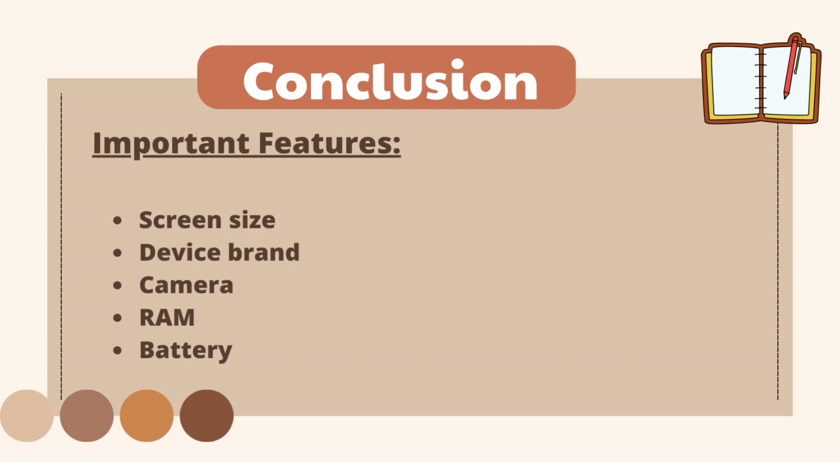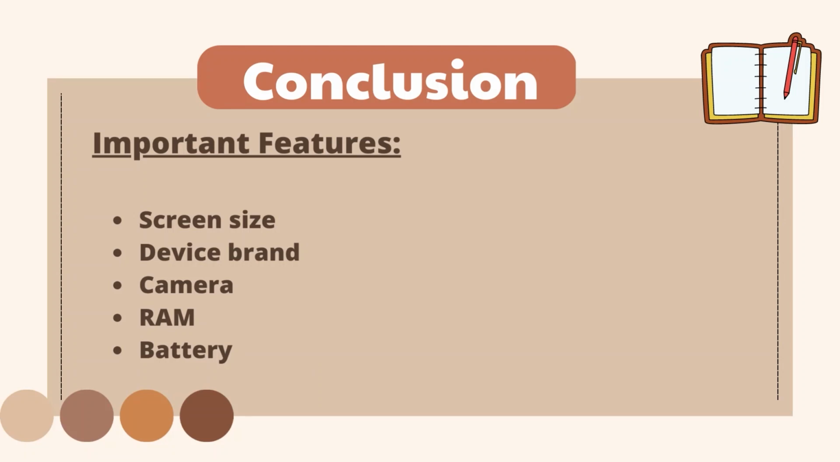Discussing the conclusion, I found that the most important features affecting the target variable, the used price, were screen size, device brand, that is the brand name of the phone, the camera, which includes front and back camera, the RAM, and also the battery.